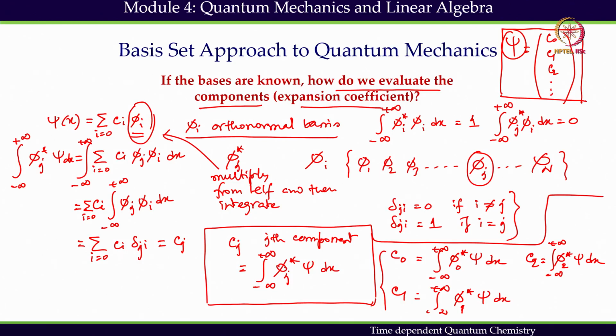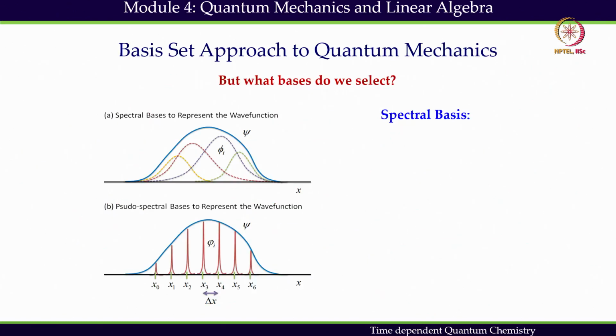But our next question is, from this exercise we have understood that we can find the expansion coefficients, but what kind of basis should we select? This has two answers actually. What kind of basis should we select for our work? Each basis function phi I, so psi is represented by some expansion coefficient and phi I. This is the basis function, and the question is what kind of basis we should select.